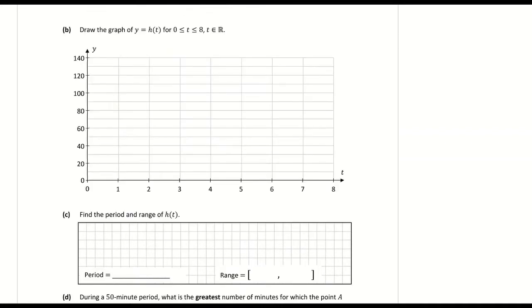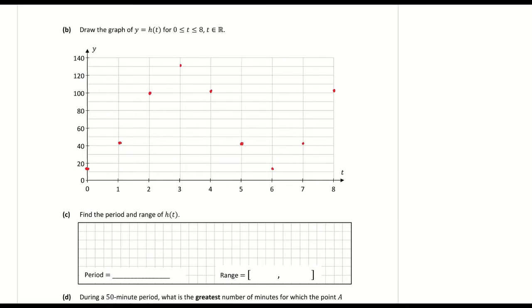It's then asking us in part B to sketch the function, draw the function h of t between 0 and 8. So my first point to plot is going to be (0, 12), which is here on the y-axis. My next point is 1, 42, which is here. And my final point, 8, 102. So there's my points plotted.